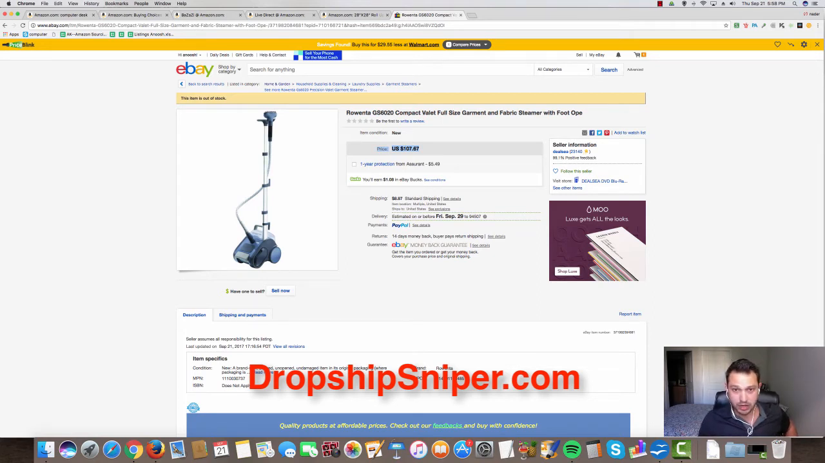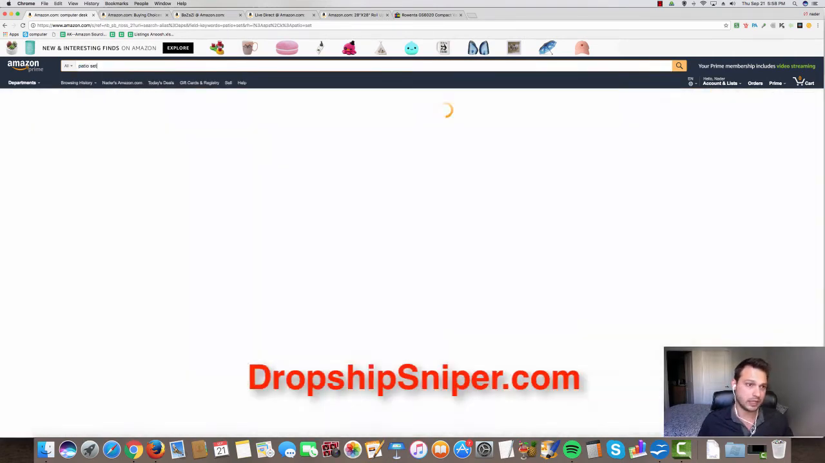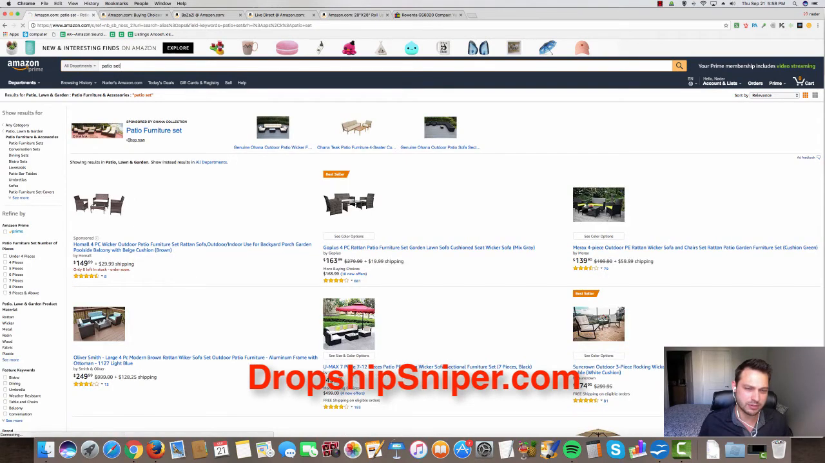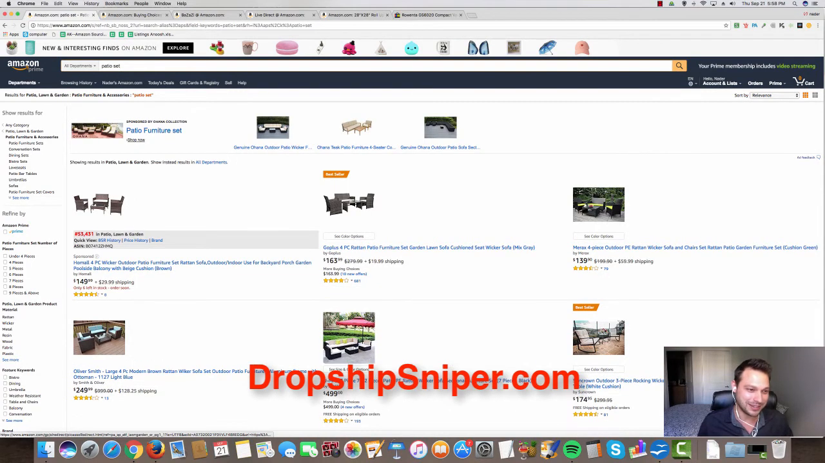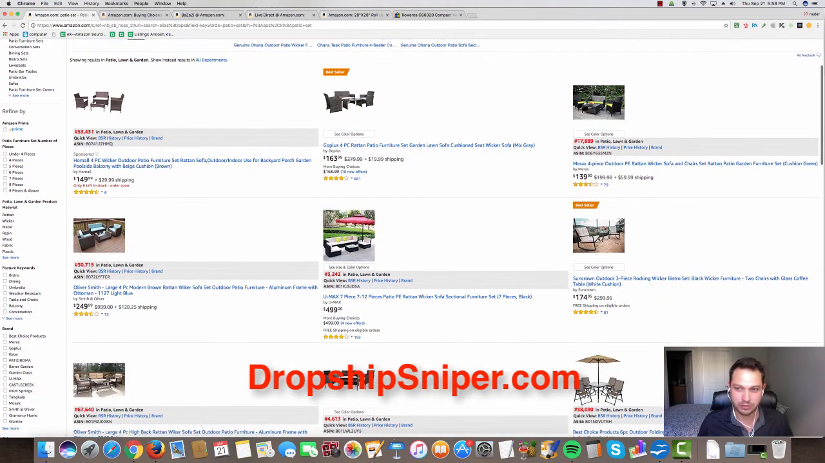So I don't know if somebody just bought this thing or what, but that's how I found this product, was the simple process. Type anything in here, and it could be anything. Let's say patio set. Oh, all right. Of course, when I'm thinking of something, I blank on it. Couldn't think of anything. So patio set. There's going to be some people that are drop shipping patio sets, right? So let's dig in and find the supplier.